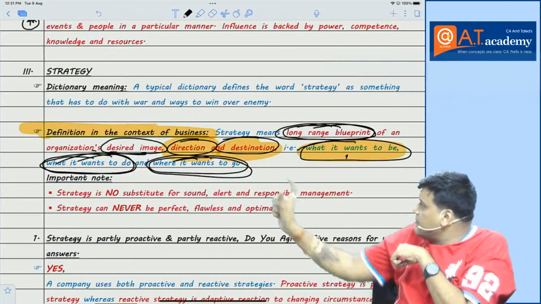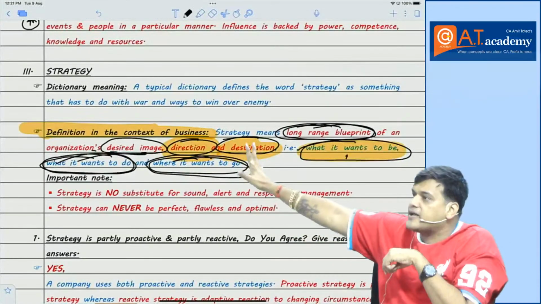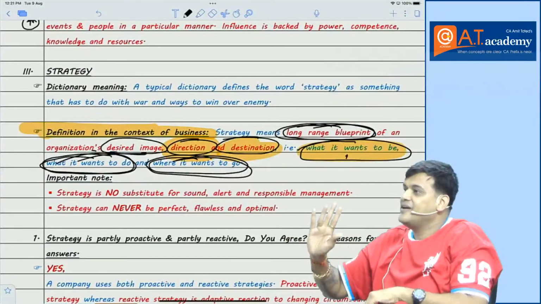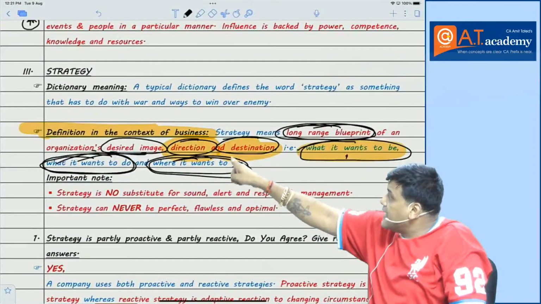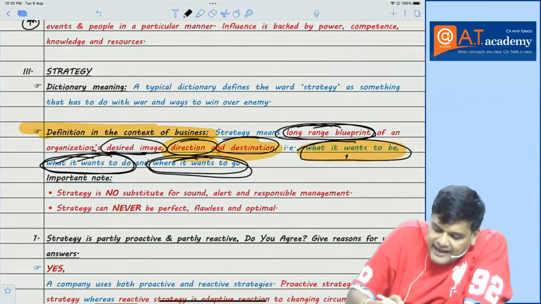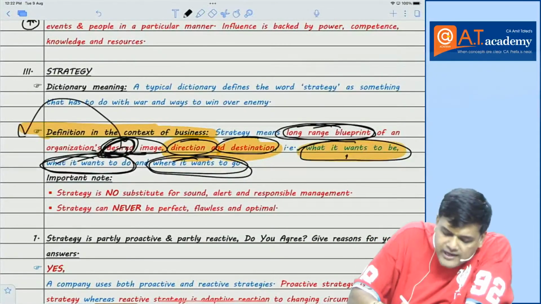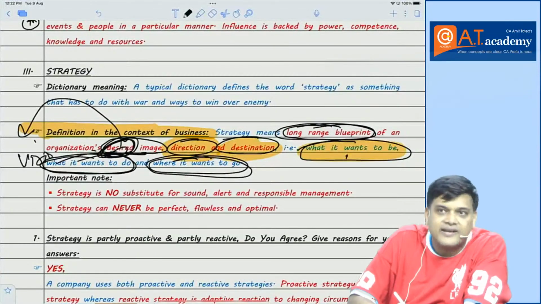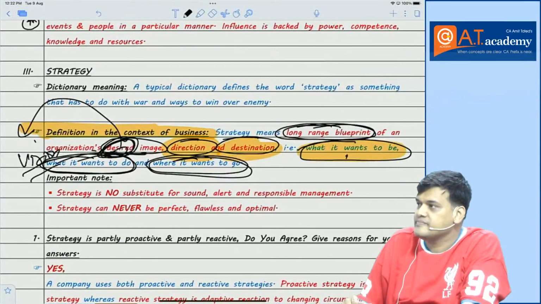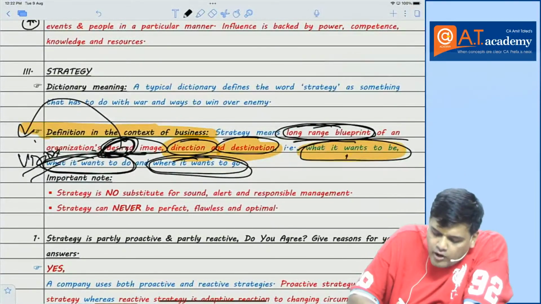So what is the difference here? Here there is nothing to do with product, anything. You decide: desired image, direction, destination, desire. Who will give this desire? Vision. Strategy is a long range blueprint of an organization.